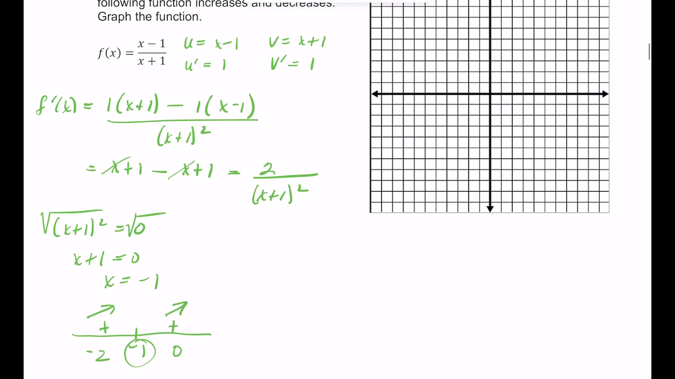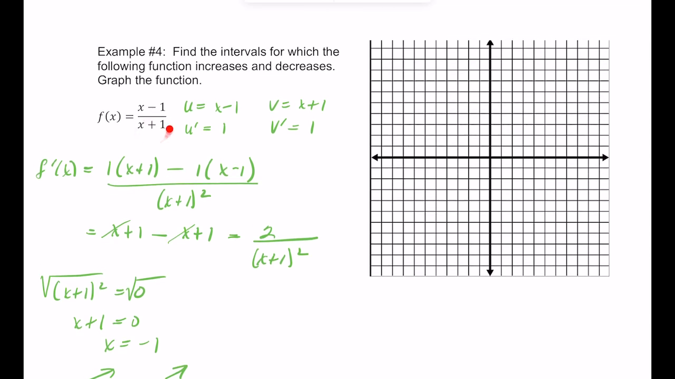Okay, now with rational functions, remember, I need to look for asymptotes, right? So we got to find some asymptotes here. So if I look at my original function, right, to find the vertical asymptote, you set the denominator equal to 0. So I know I'm going to have a vertical asymptote here at x equals negative 1. And then to find a horizontal asymptote, remember, you look at the powers. And here the powers are the same. They're both 1. So you take the coefficients and divide them. So 1 divided by 1 is 1. So my horizontal asymptote is just y equals 1. So it's going to look like that.